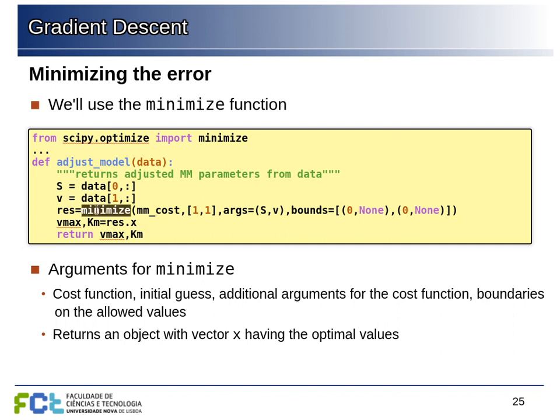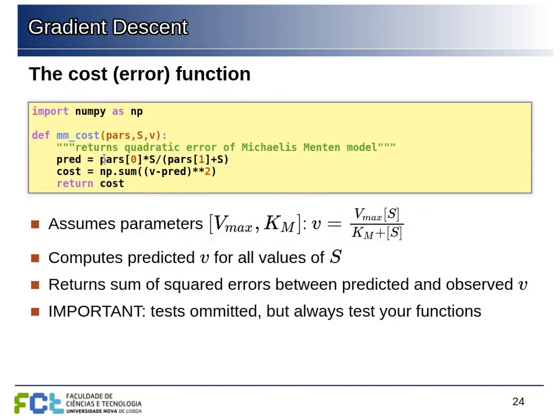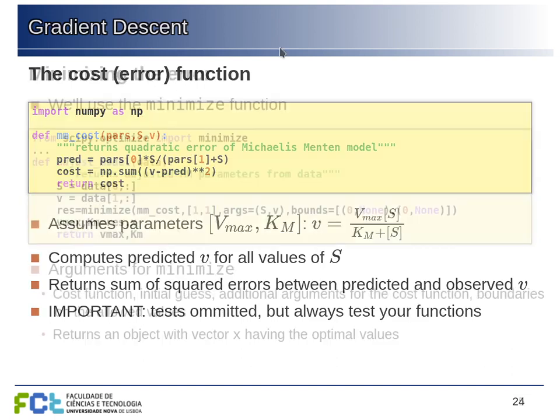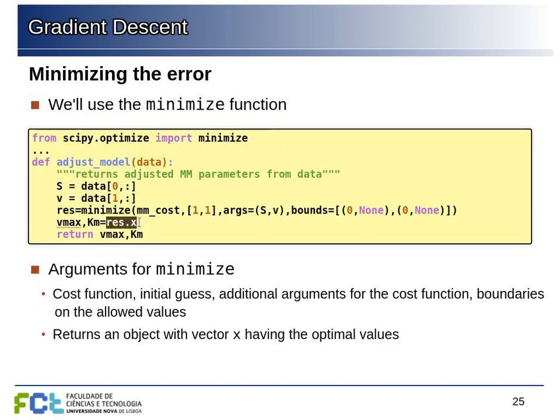It can increase as much as necessary. So when we call minimize, we get a result object that has this x attribute, which contains the set of values that the minimize function found to minimize the cost function we provide here. Since we are using Vmax as the first parameter and Km as the second parameter here, we can now unpack this result into Vmax and Km and just return the values.